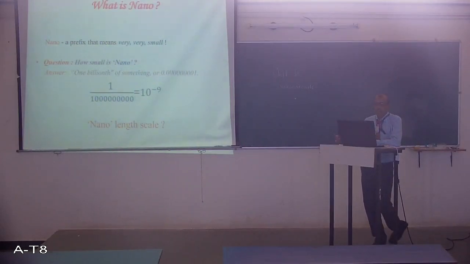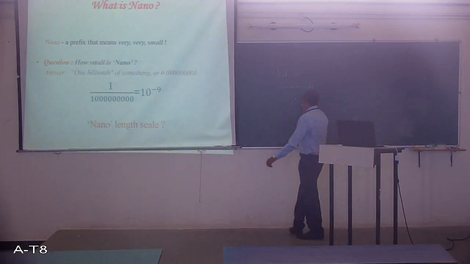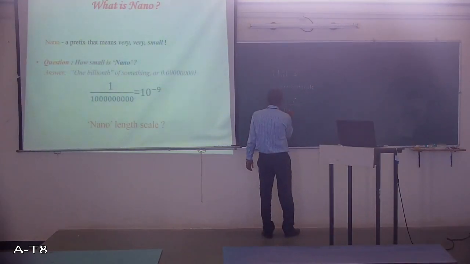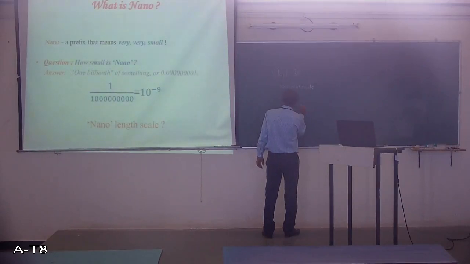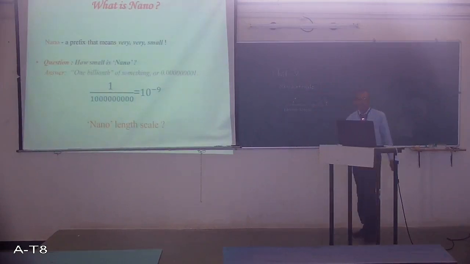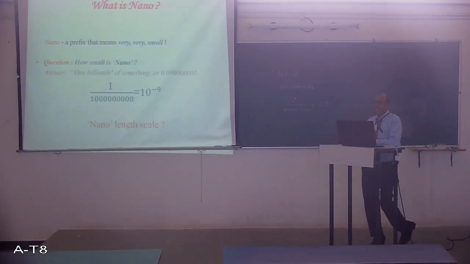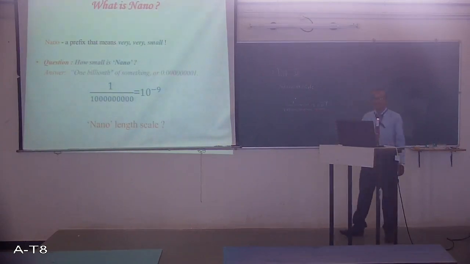Question: how small is nano? It is one billionth of something, of the order of 10 to the power of minus 9. So what is the scale of a nano? It is of the order of 10 to the power of minus 9. Nano length scale is nothing but 10 to the power of minus 9.